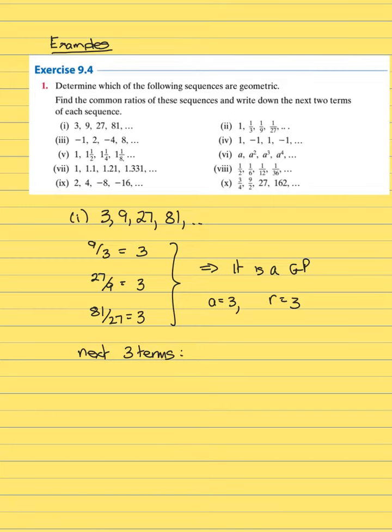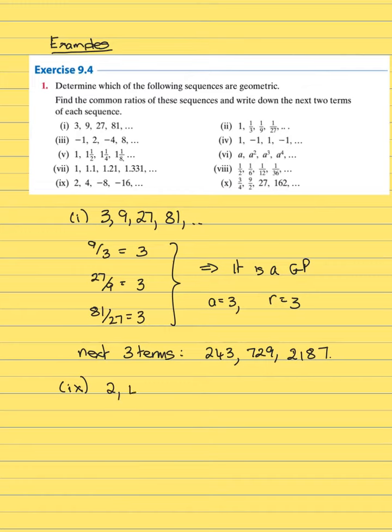We take 81, we multiply by 3, you get 243. Multiply 243 by 3 and we get 729. And we multiply 729 by 3 and we get 2187. Let's take a look now at part 9.